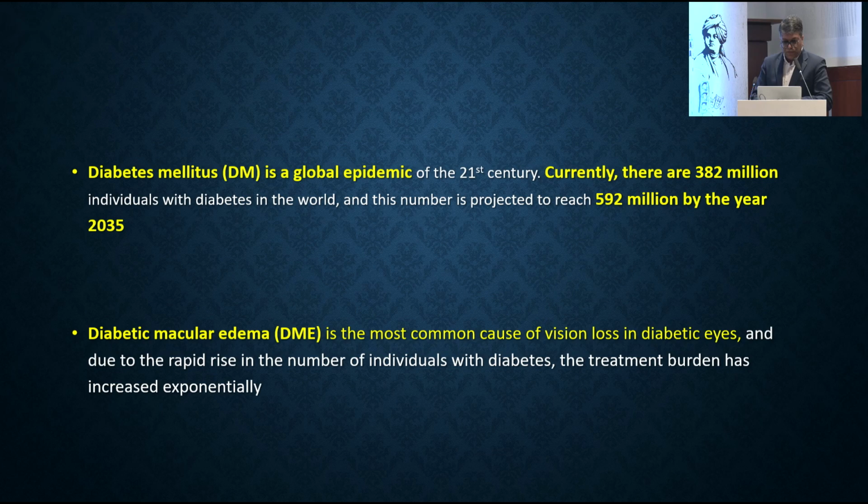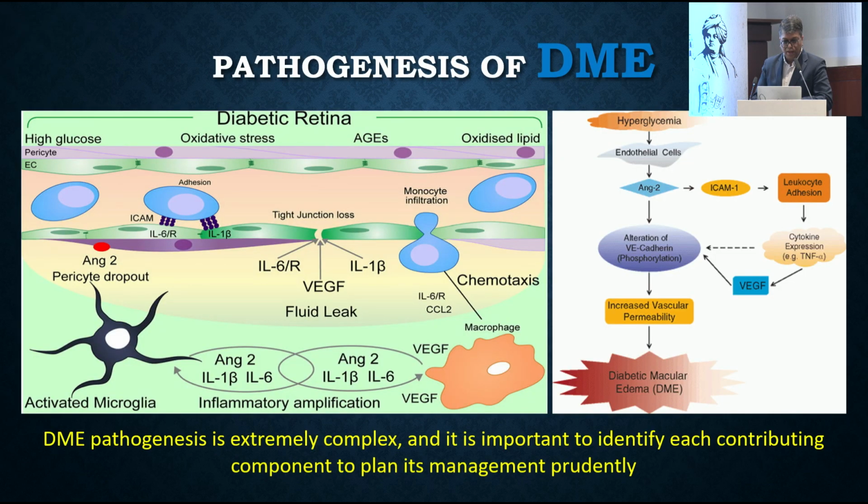Diabetes mellitus is going to be a big global epidemic, and DME is the most common cause of visual loss in the diabetic eye. DME pathogenesis is extremely complex, as we all know, and it is very important to identify each contributing component to plan its prudent management.